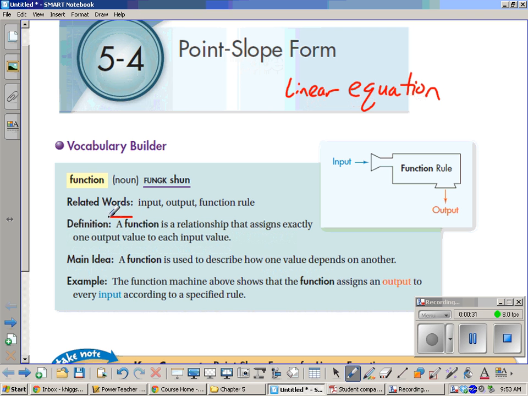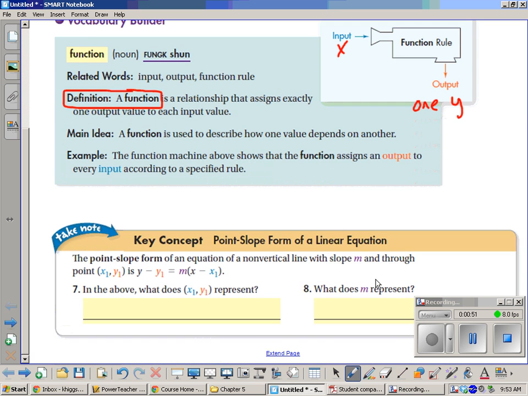Let's review what a function is. We have a definition here that we've dealt with in the past. A function is just a relation that assigns exactly one output value to each input. So if we input x, we get one y out. And that's what we're going to be dealing with today. But the function that we're going to deal with today is called point-slope form. This is a linear function.